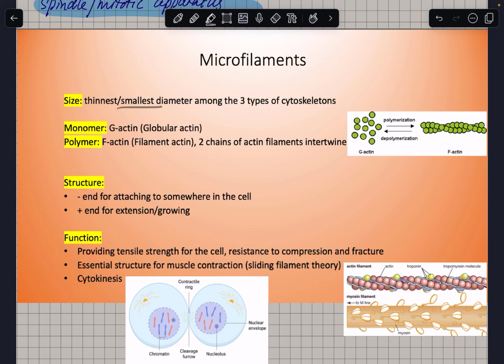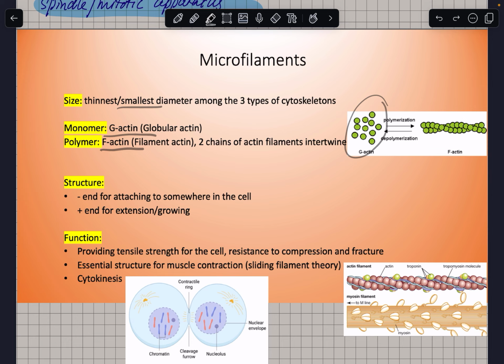The monomer that makes up microfilament is G-actin. G stands for globular actin. As you can see, the shape of these G-actins is a globular sphere. Once you assemble all the G-actins together, we call it the polymer F-actin. F stands for filament, filament actin, or you can call it microfilaments.